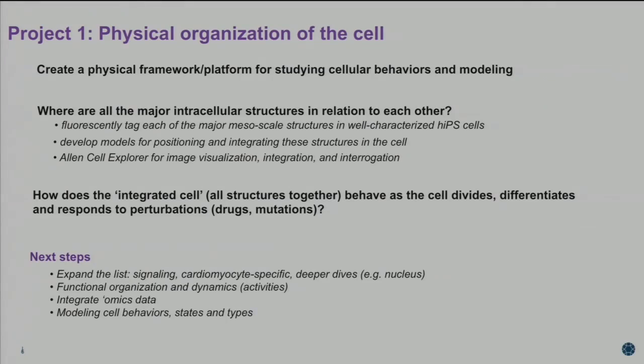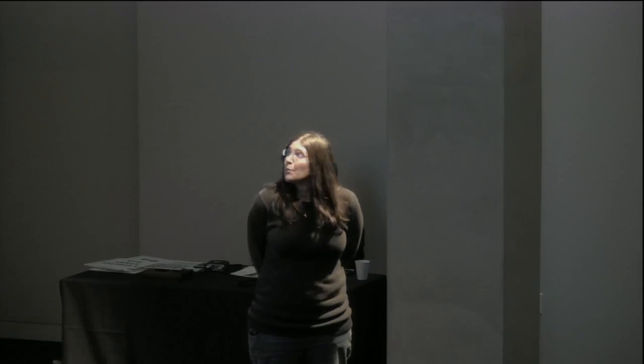We will definitely need to be able to assay and look for functions and behaviors in these cells, and that's going to be able to be leveraged by all of this information. We really want to integrate the omics, right? So one of these sort of big challenges in biology is to take that parts list and take the activities and put them together and understand how they fit together if you really want to understand the cell. And of course, we want to model cell behaviors, states, and types.